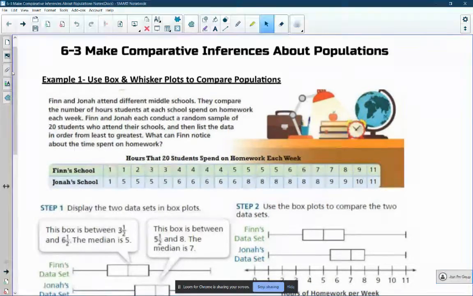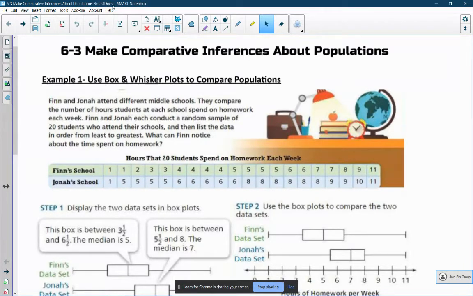They compare the number of hours students at each school spend on homework each week. Finn and Jonah each conduct a random sample of 20 students who attend their schools, and then list the data in order from least to greatest. So what they want to know is, what can Finn notice about the time spent on the homework? So he's going to end up making an inference.